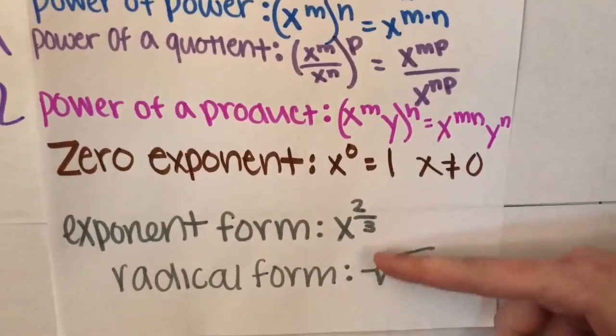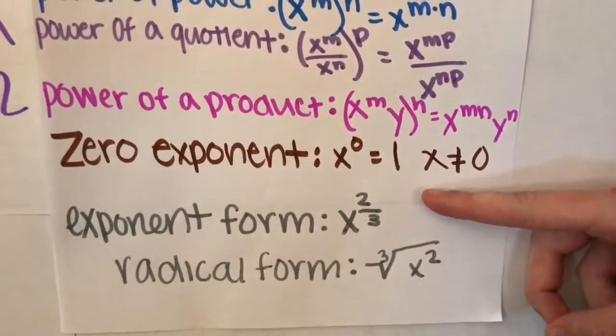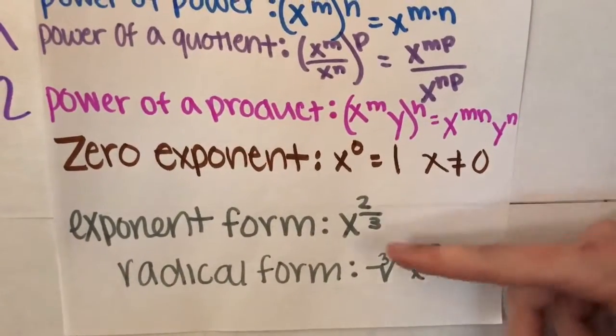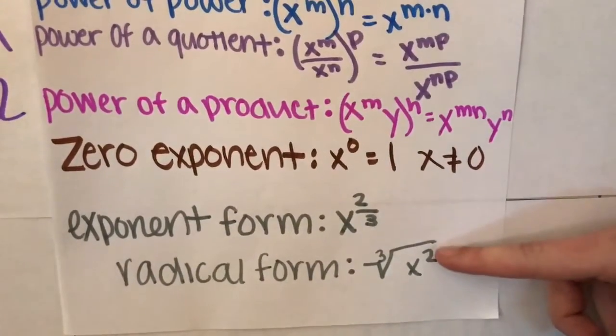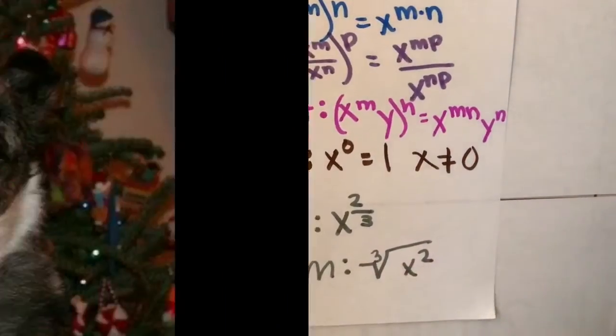This is the exponent form, which is x to the 2/3. And to change that to a radical form, you would keep your numerator and make it x squared, and you would put your denominator on the outside of the radical.